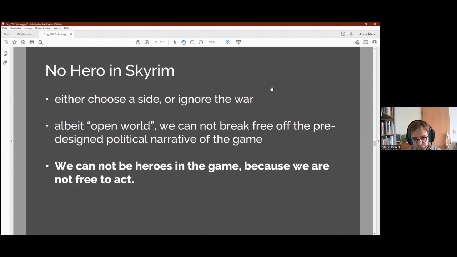When we play this part of the game, then only on a railroad, despite the open world design, with a narrative which is sparse but easily consumable. Within the constraints of the game, we cannot make a difference. We cannot be heroes in the game because we are not free to act.